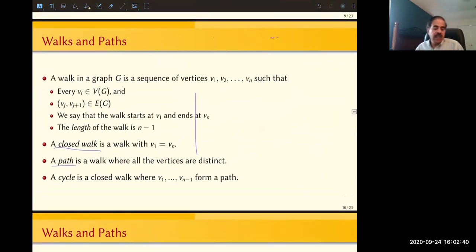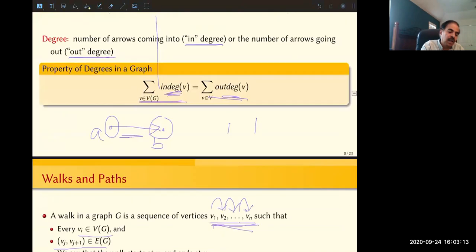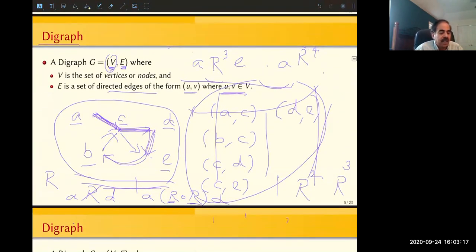So a cycle is a closed walk. Remember, a closed walk says the first and last vertices are the same. In addition, we want V1 to Vn minus 1 to form a path. So a cycle is a walk where exactly one node is visited twice, and that is the first node. Going back to our graph, CDEBC is a cycle. It starts at C and goes to D, then E, then B, and then C. So now you have a cycle. Is there another cycle in this graph?